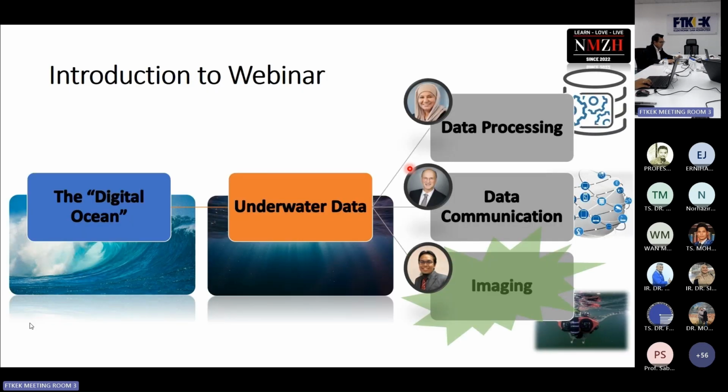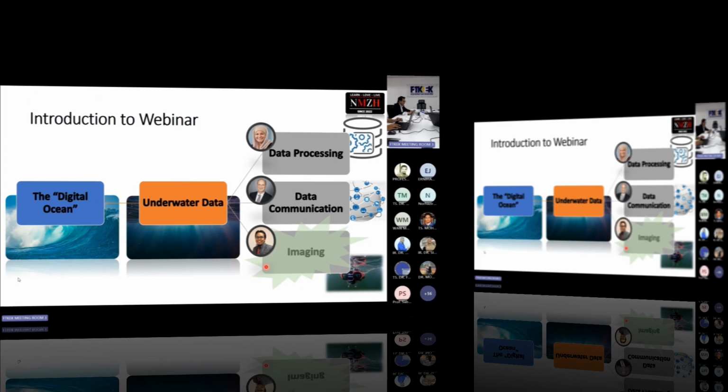As we can see over here, we have the digital ocean. Underneath that, we have underwater speakers for data processing: Honorable Prof. Sabah, Honorable Prof. Adam, and me. Basically, I will be focusing on the imaging perspective for the discussion on underwater technology. More or less, I will be connecting computer vision and artificial intelligence to this discussion.